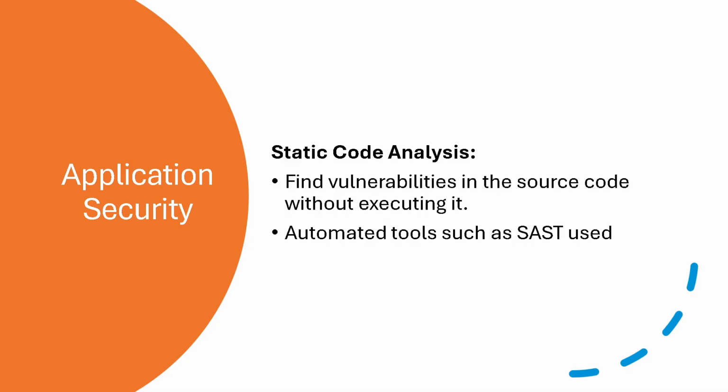Static code analysis is the process of finding vulnerabilities in the source code without having to execute it. Instead of having to do this manually, we use tools such as SAST, or static application security testing.